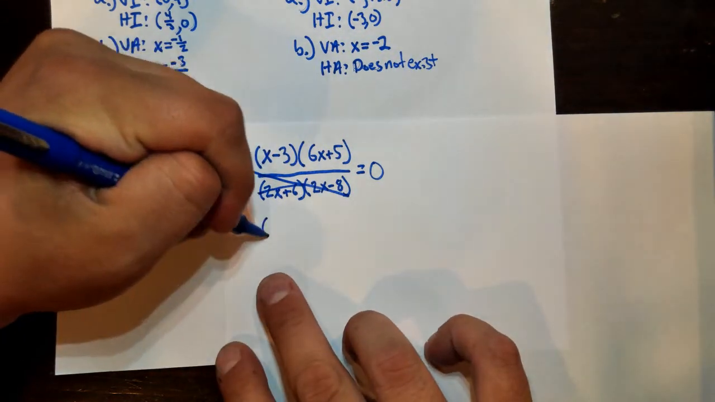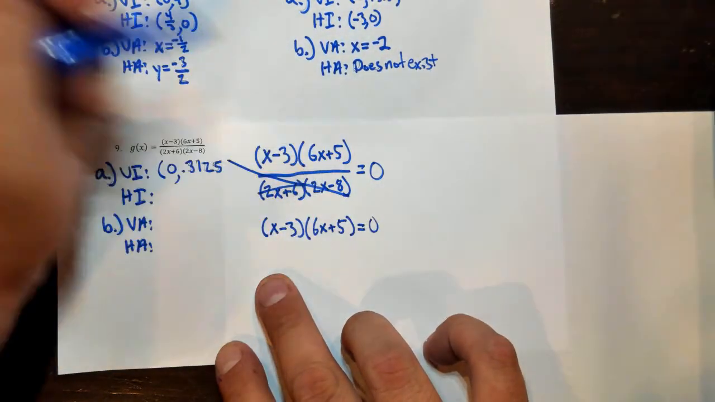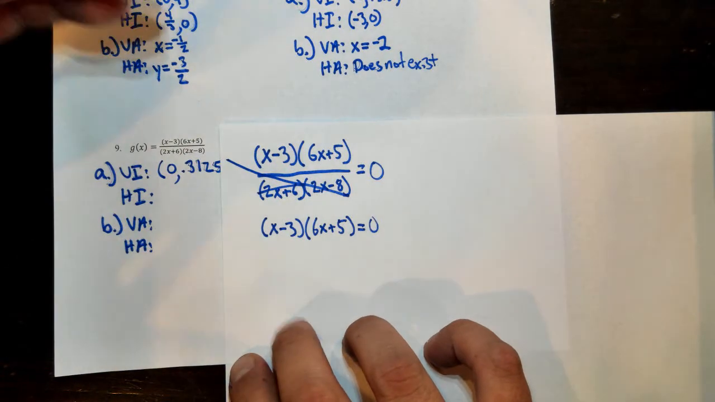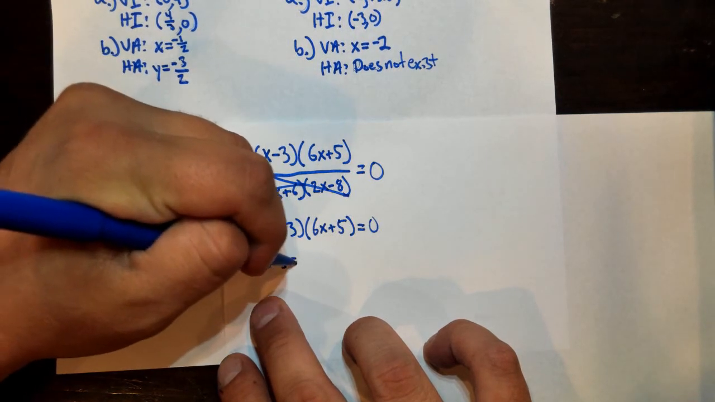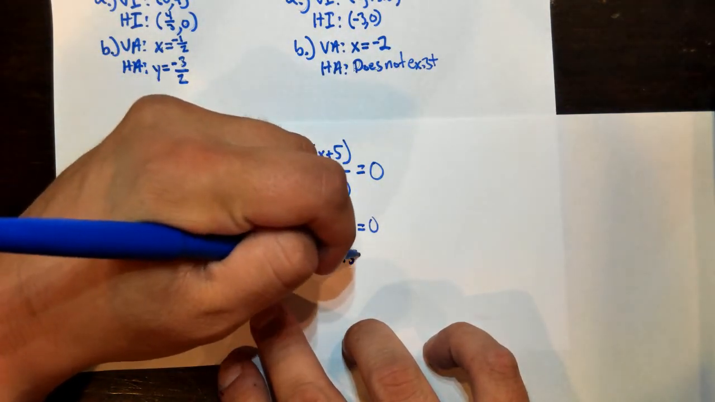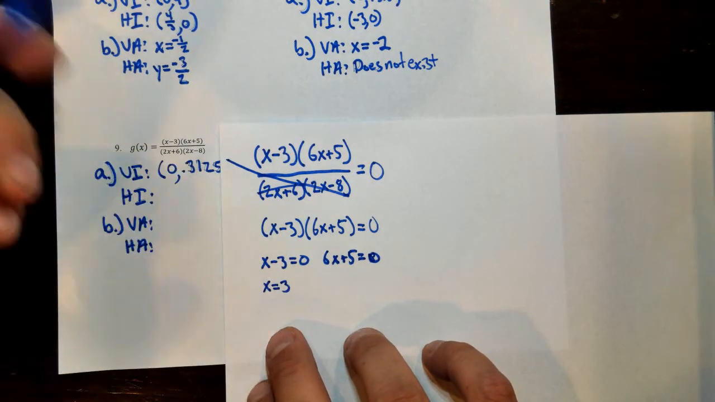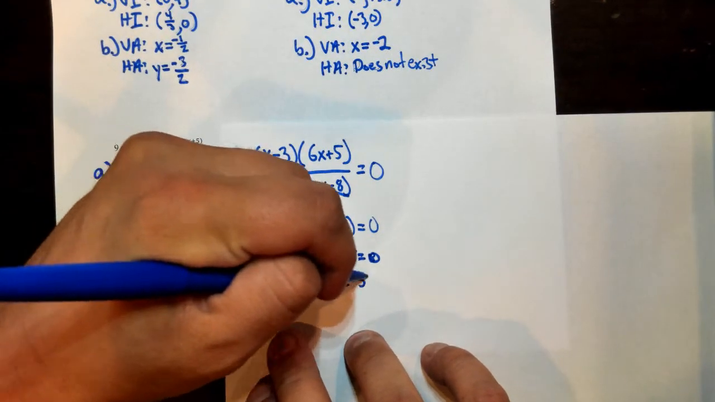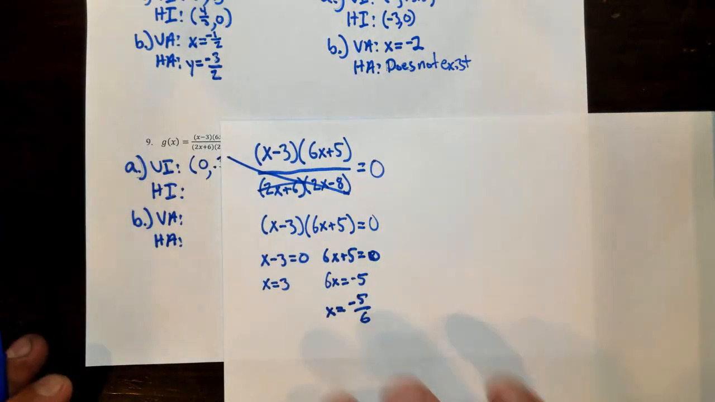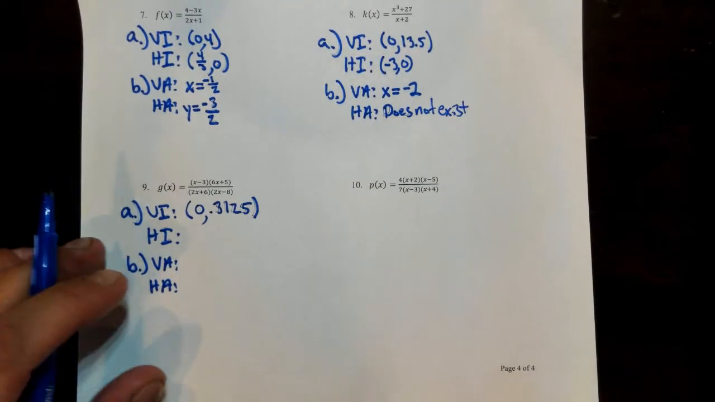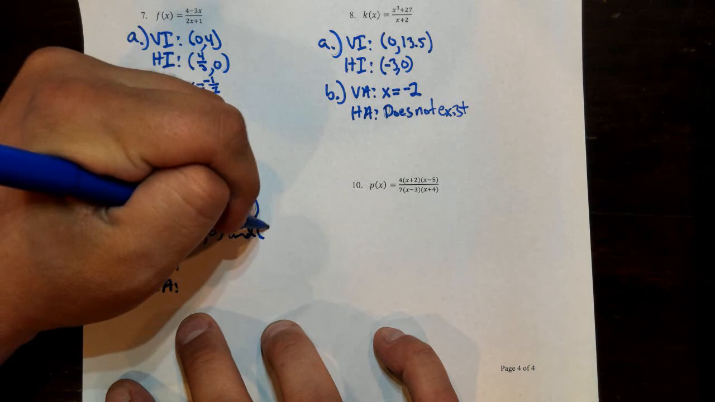So this just turns into (x minus 3)(6x plus 5) equals 0. Since it's in factored form, we can set each factor equal to 0 and solve for each x. So x minus 3 equals 0, and 6x plus 5 equals 0. In this case, x is going to equal 3. In this case, 6x equals negative 5. Divide both sides by 6, so x equals negative 5 over 6. So our horizontal intercepts are at (3, 0), and we have two this time, (-5/6, 0).